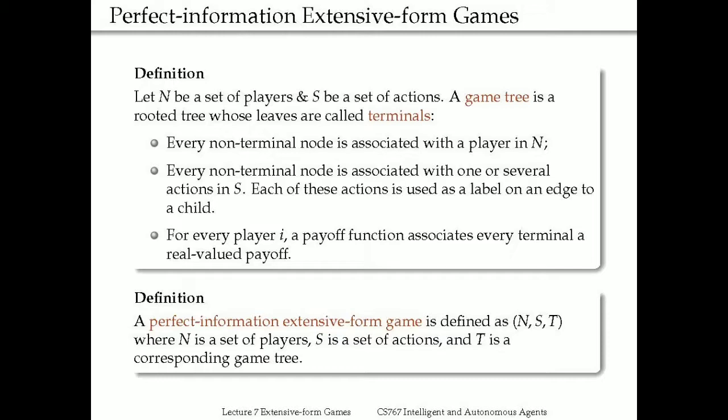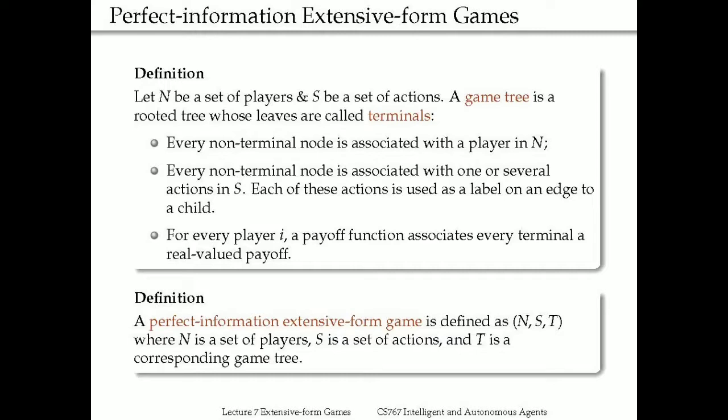So how can we formally describe the tree? I can define the game tree as a rooted tree where the leaves are called terminals and the other nodes are called non-terminals, and every non-terminal node is associated with one of the players. When a non-terminal node is associated with a player, it means that player has the right to move at that node. So you can think of these nodes as basically states of the game.